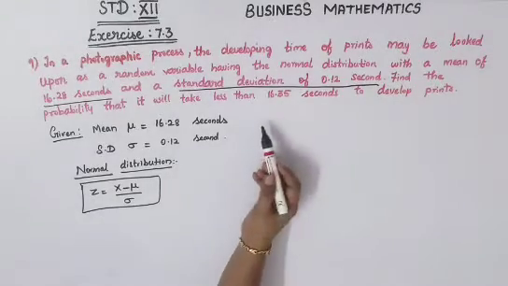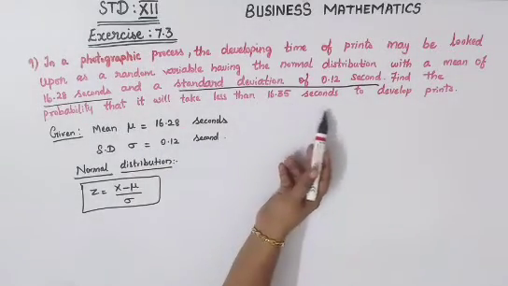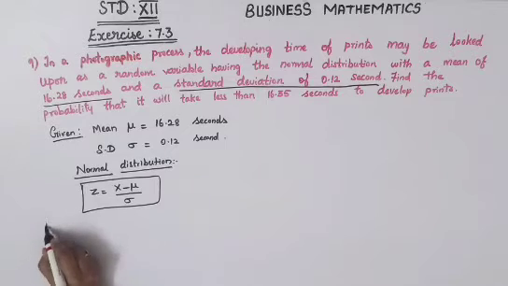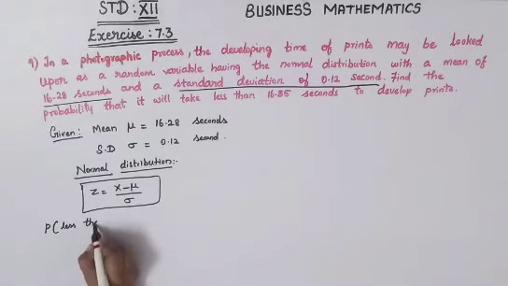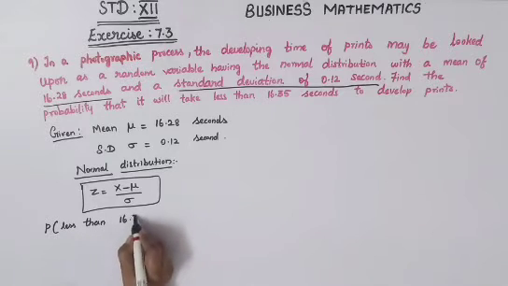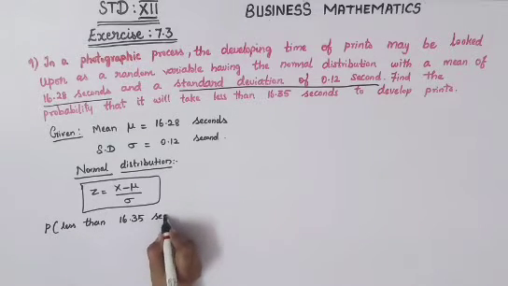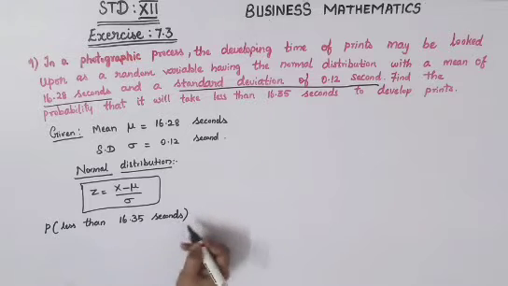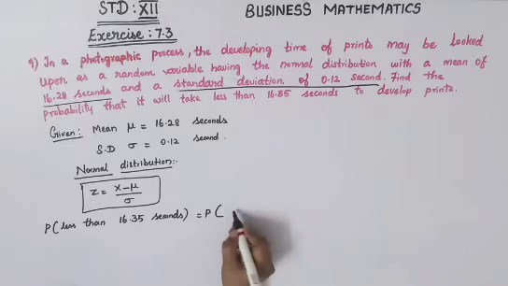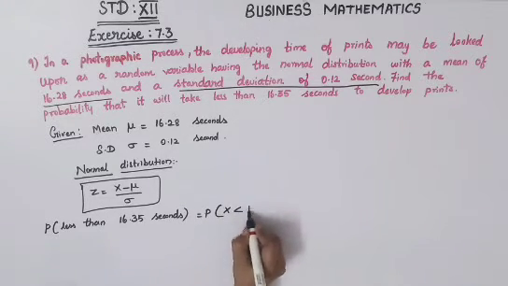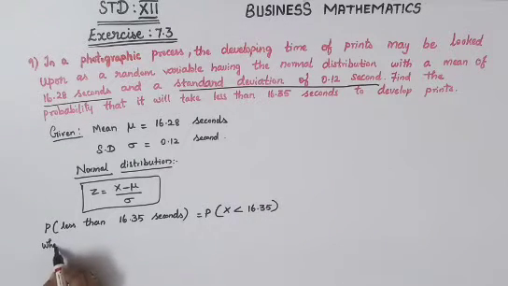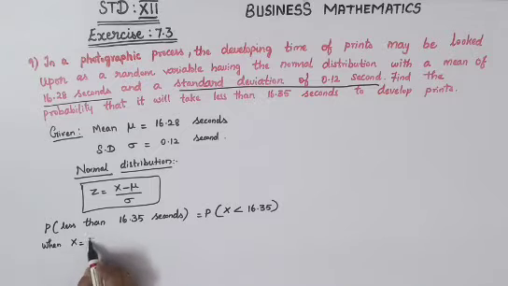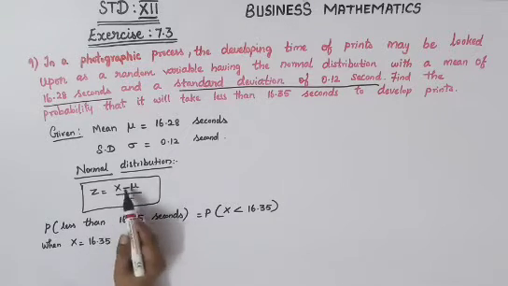Okay, we have to find the probability that it is less than 16.35 seconds. So we can write it as the probability of x less than 16.35. When x is equal to 16.35, we have to find Z. So just substitute it here.